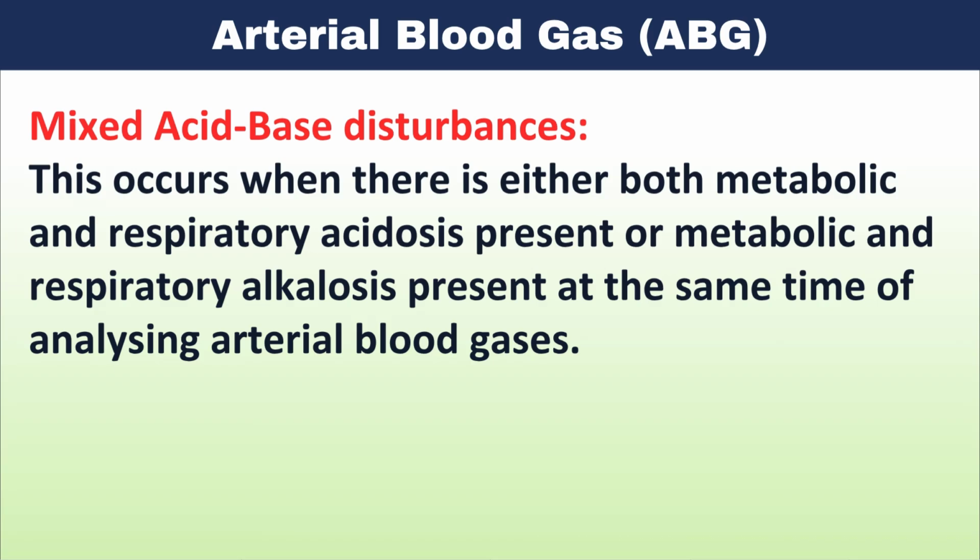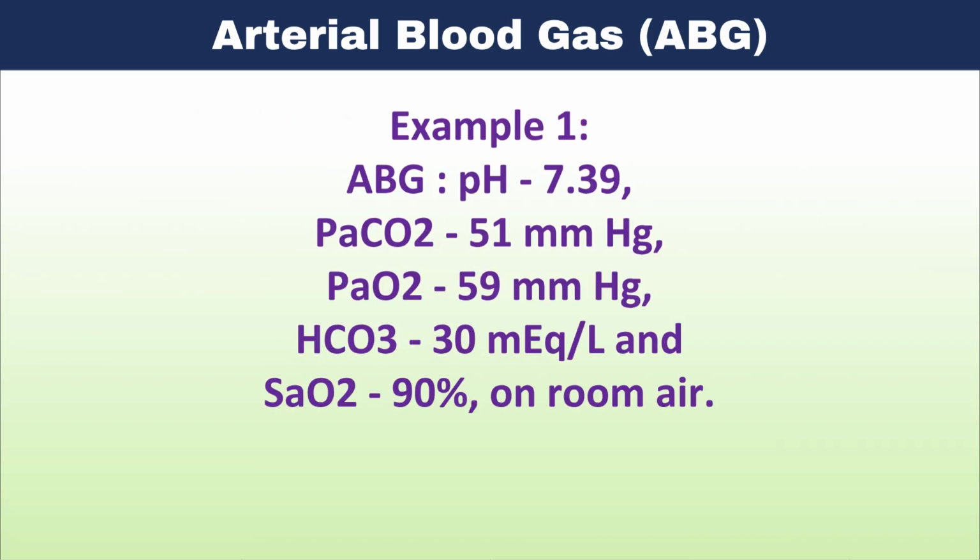Mixed acid-base disturbances occur when there is either both metabolic and respiratory acidosis present, or metabolic and respiratory alkalosis present, at the same time of analyzing arterial blood gases. Now we will see the examples.